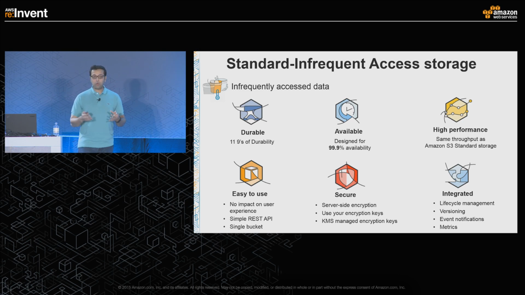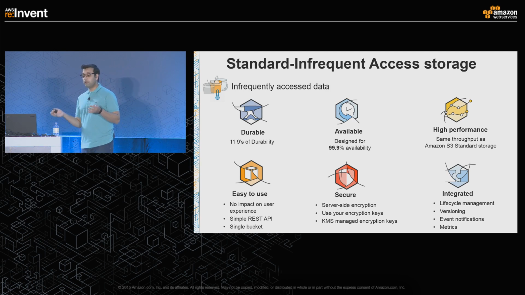Let's look at some of the core properties we thought about when we designed this new storage class. First and foremost, we don't want you to worry about losing your data. That's true with Standard, where you get 11 nines of durability. That's true with Glacier as well, and the same is true for the new standard IA storage class. You get the same 11 nines of durability that you get with S3 Standard.